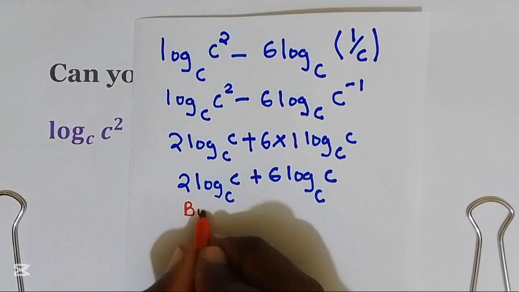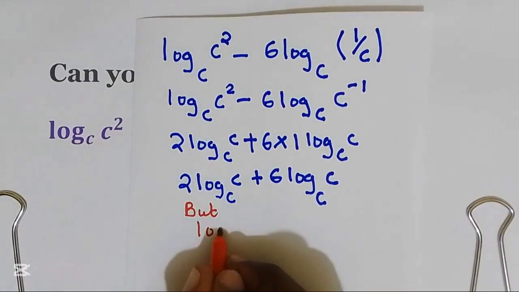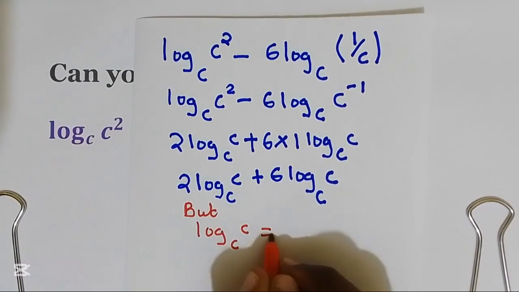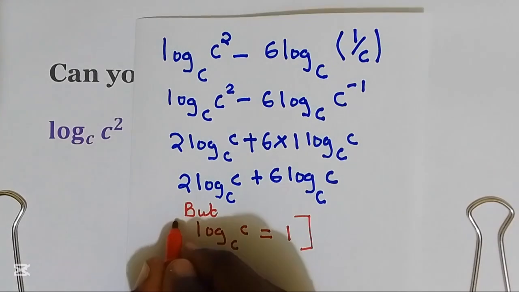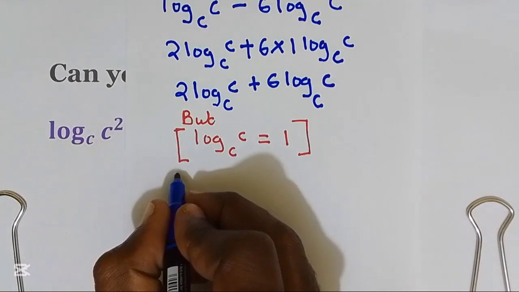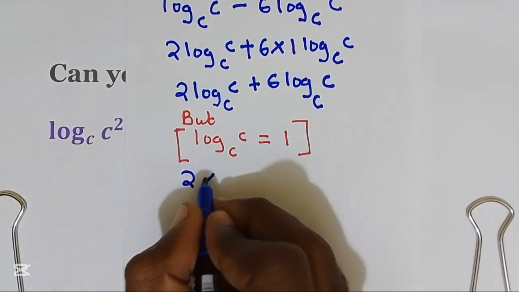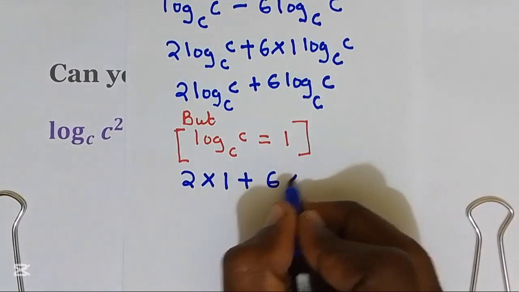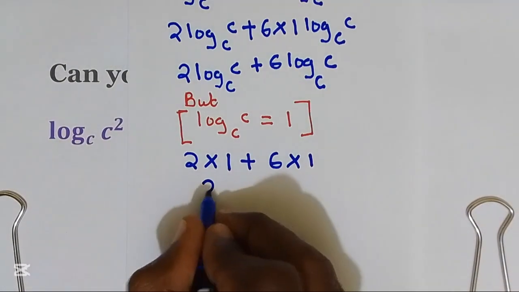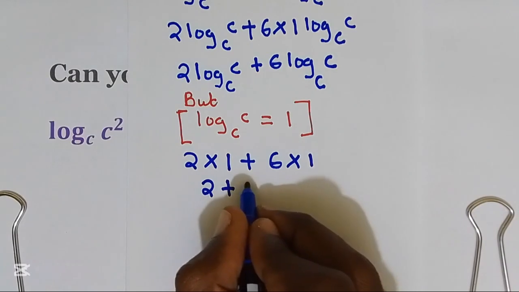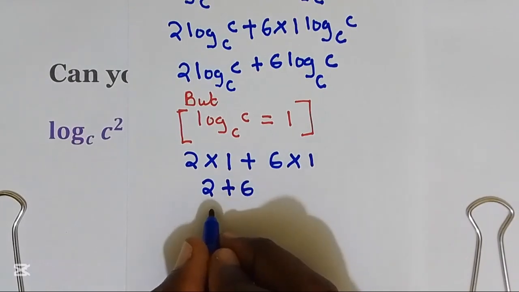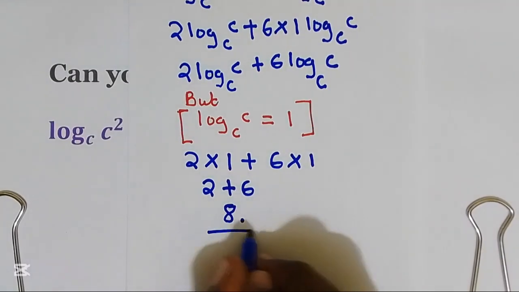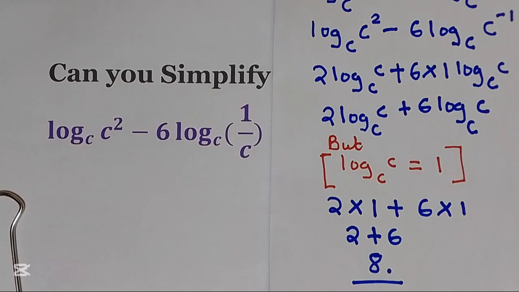But we know that log base c of c is equal to 1. So this is going to be 2 multiplied by 1 plus 6 multiplied by 1, which will give us 2 plus 6. This gives us 8. I hope you understand this question.